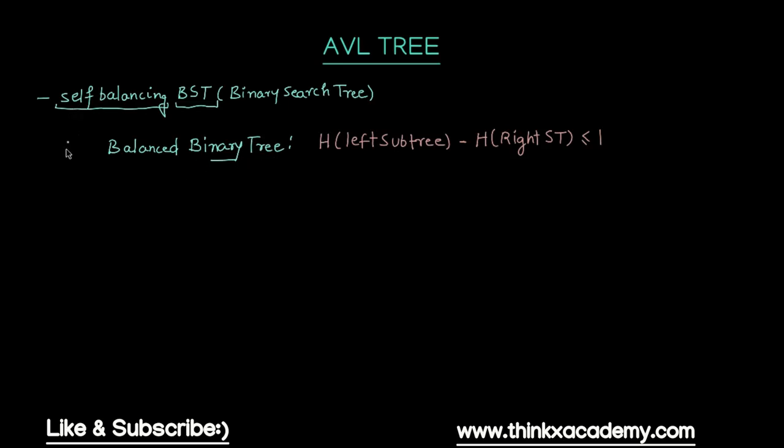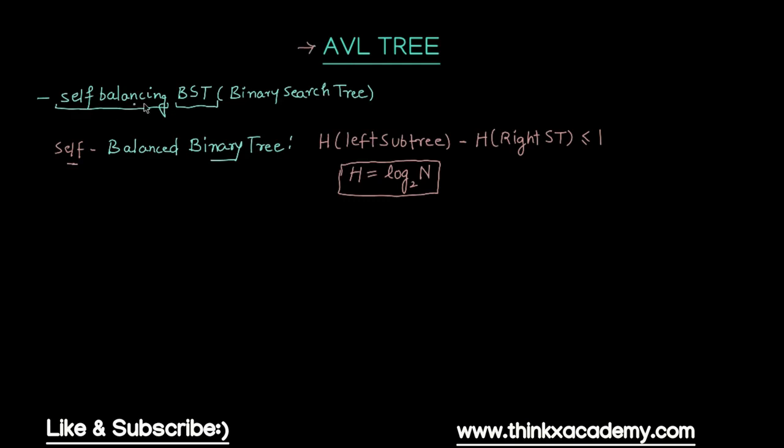Self-balancing means that if you perform an insertion operation in such a binary search tree, you will essentially get a height of log base 2 n. So here comes a new important concept, which is the height of a balanced binary tree. If the height of the balanced binary tree is log base 2 n, then we can say that it is self-balanced. That's the basic idea behind an AVL tree.